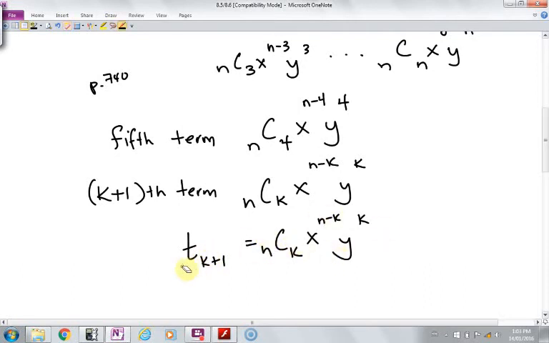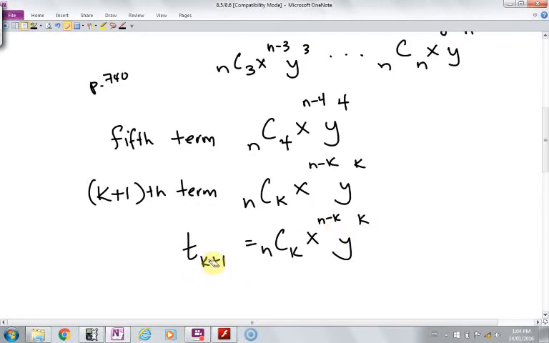What if we wanted the last term? What would k be equal to? For the last term... You would think that, but you would be close, not quite. For the very last term, we want it to be y to the power of n, so k would have to be n. The last term would be n plus 1.